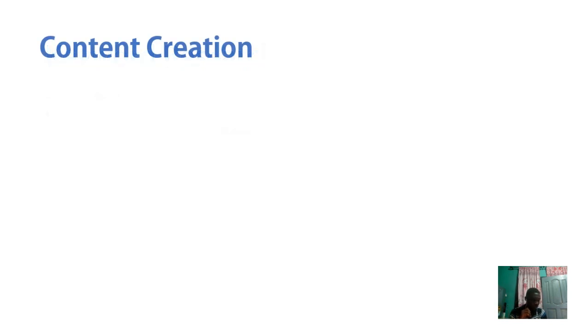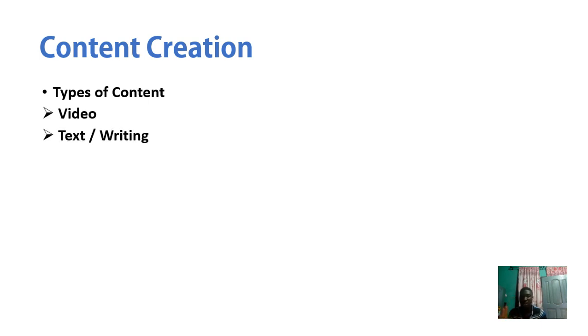Now let's talk about content creation. When it comes to blogging, depending on what type of blog you want to build, there are basically three types of blogging. Let me say two. You have one that entails videos, then you have the one that has to do with text, and then probably the one that has to do with pictures.